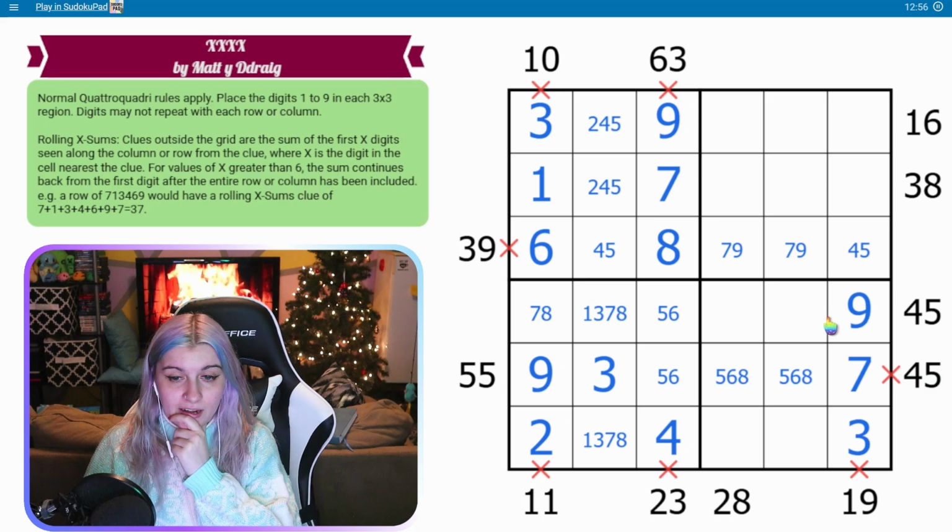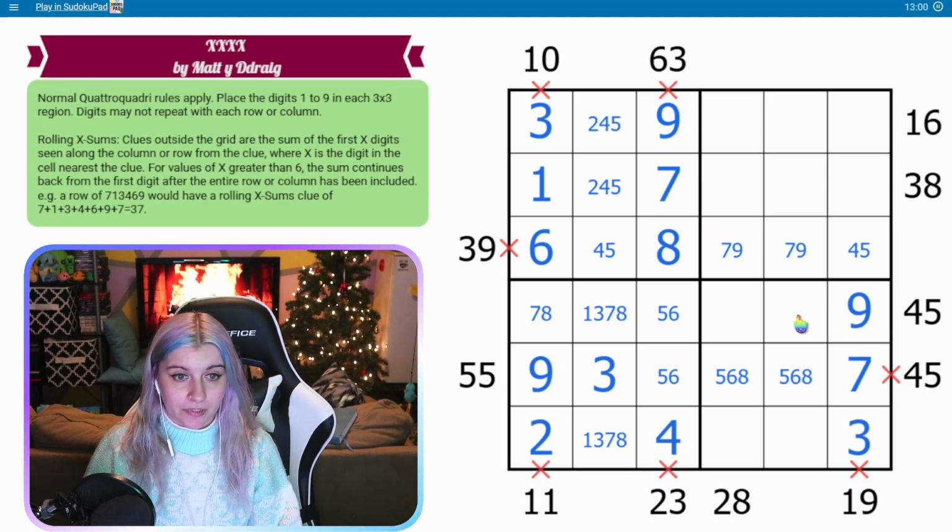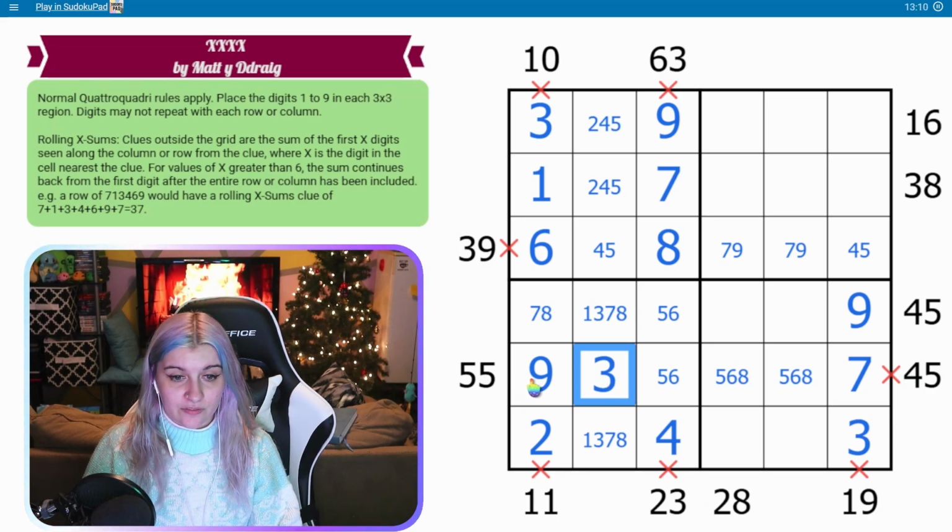A 45 with a 9 here. These are hopefully smaller numbers. 1, 3, 7, 8, 7, 8, 5, 6. I don't think I narrowed anything down in here. Took a 3 out of here. This is also a 55 with a 9. I could say what goes here actually based on what I still need.